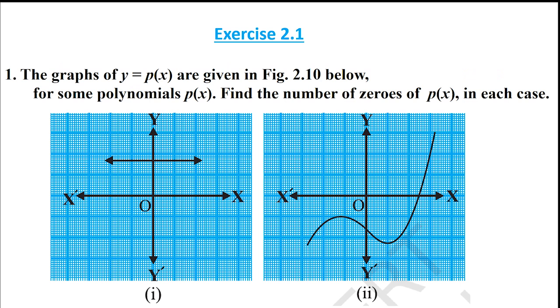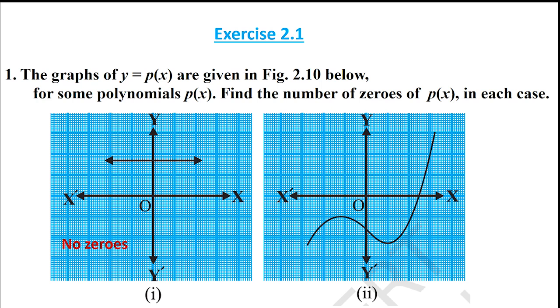Now, look at exercise 2.1. The first question is: the graphs of y equal to p of x are given in the figure, for some polynomials p of x. Find the number of zeros of p of x in each case. Here the graph is given, so we have to check whether the graph crosses the x-axis or not. Look at the first graph. The graph is parallel to the x-axis. It does not cross the x-axis, so it has no zeros.